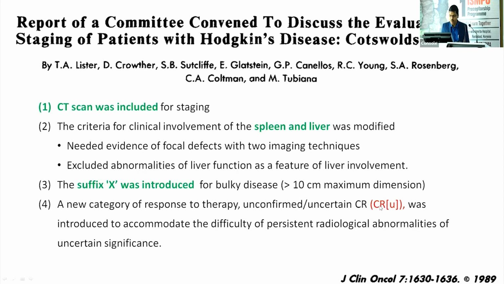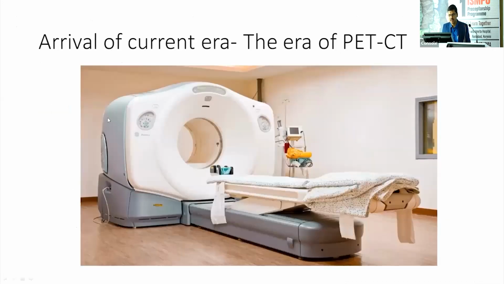One more thing which I learned as a part of preparing this talk is CR-u. I always thought that CRu is a very recent thing, in the PET era, because when we see something is Deauville 3, we call it CRu. But CRu is old. In 1989, they introduced CRu and they said, after doing treatment and when they do CT scan, there is some shadow and they are unsure. The radiologists used to be unsure whether it is a residual lymphoma, residual fibrosis or something else. They started calling it CRu. Right. So this is a historical thing.